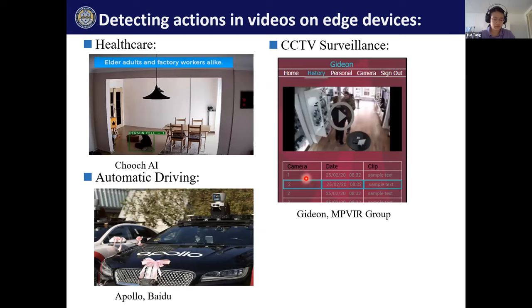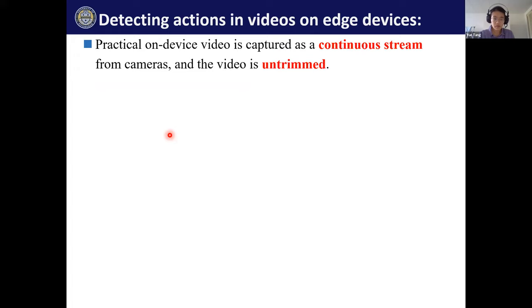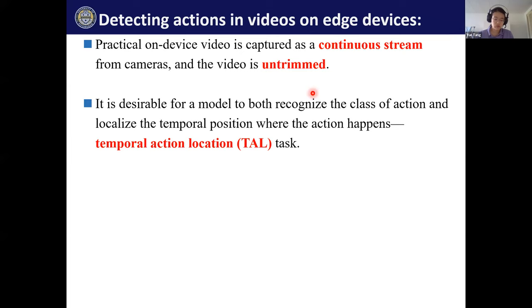So, beginning with the introduction. Nowadays, detecting actions in videos has been widely applied in lots of on-device applications. For example, in healthcare, the devices can recognize whether an elderly person has fallen down or not. Currently, practical on-device video is always captured as a continuous stream. The video is untrimmed, which means it contains both multiple actions and backgrounds. It is desirable for a model to recognize both the class of action and localize the temporal position where the action happens. Such a task is called temporal action localization.